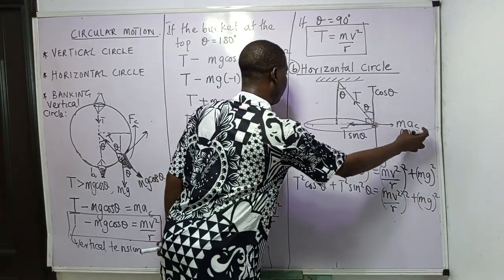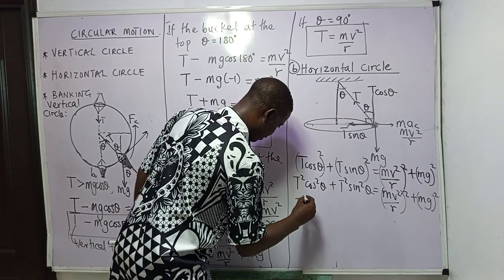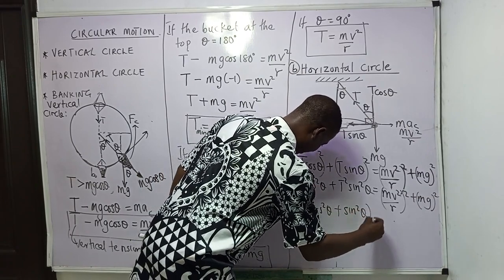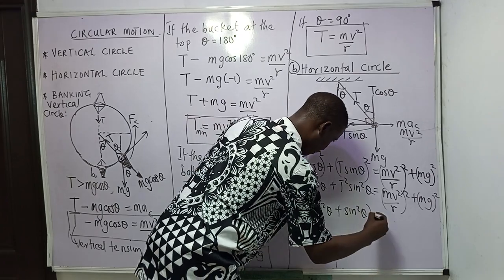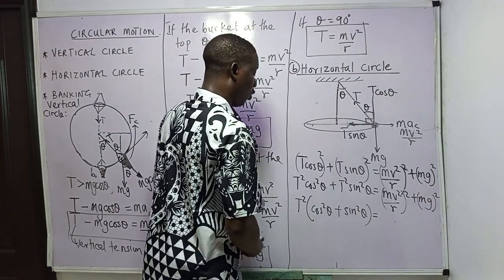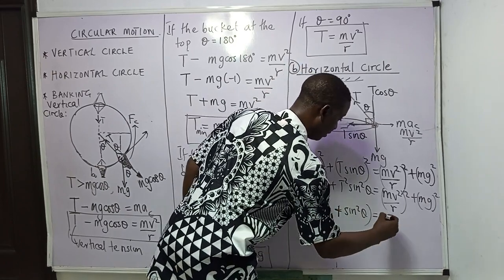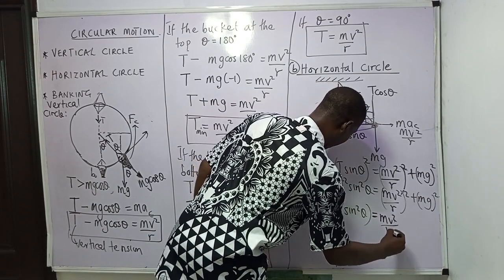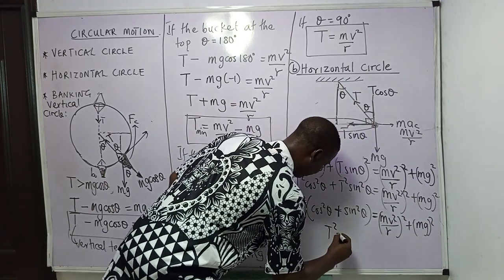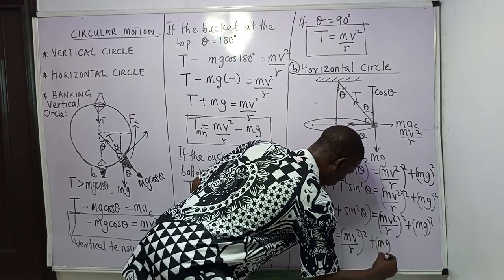That means I square this one plus this one. It's the same thing. So what do we have? T square is common. Cos square theta plus sin square theta. Now, sin square theta plus cos square theta is equal to 1. So this one will give us ordinary T square equal to mv square over r all square plus mg all square.